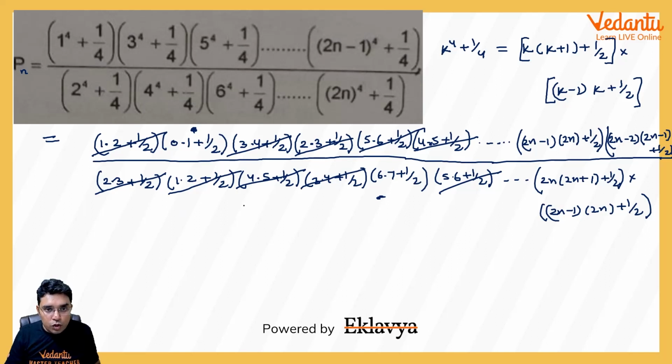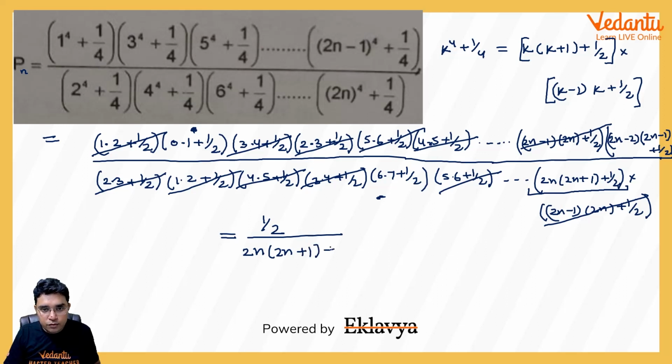So in the numerator, the only bracket that will remain is, I think, 1 by 2. Whereas in the denominator, what will be remaining? I think this will remain because there is no such bracket in the numerator. Other than that, I think this is also getting cancelled with this. So we will be having 2n into 2n plus 1 plus 1 by 2. Multiplying by 2 in numerator and denominator, we will get 1 upon 4n into 2n plus 1 plus 1.